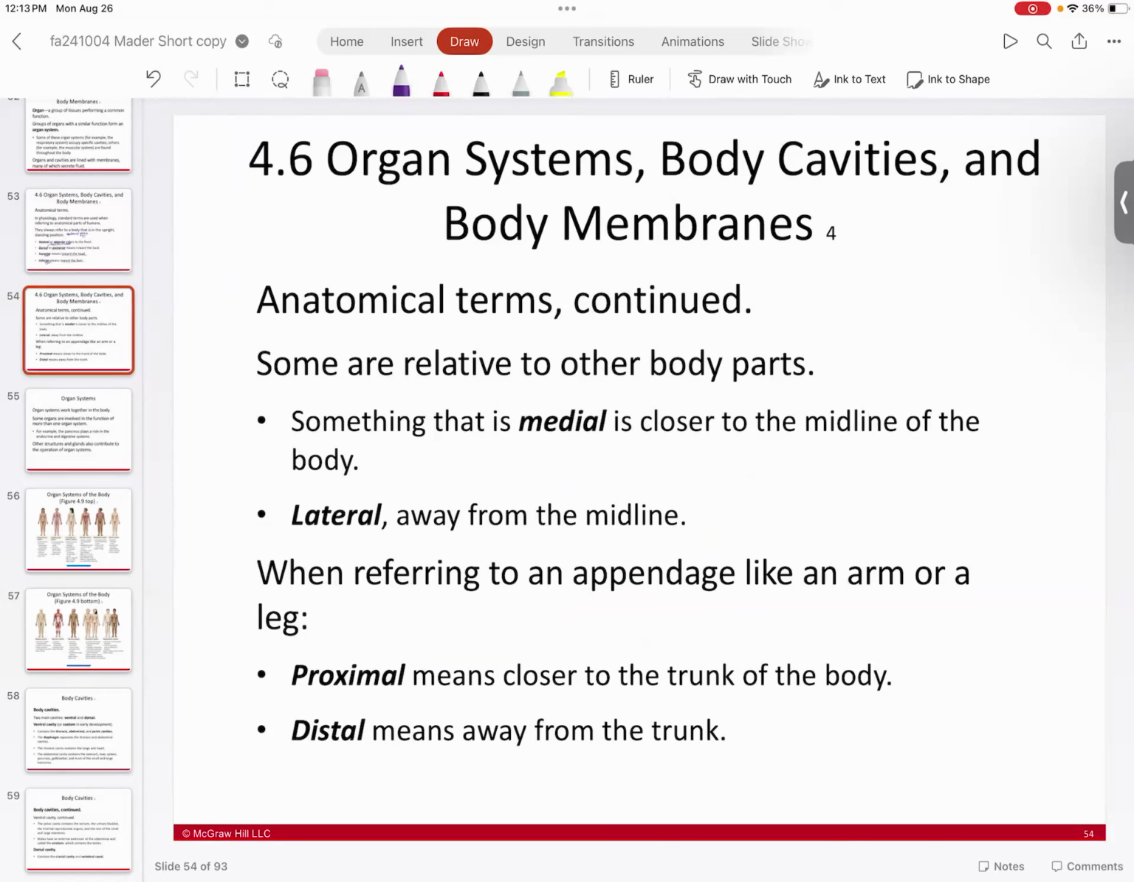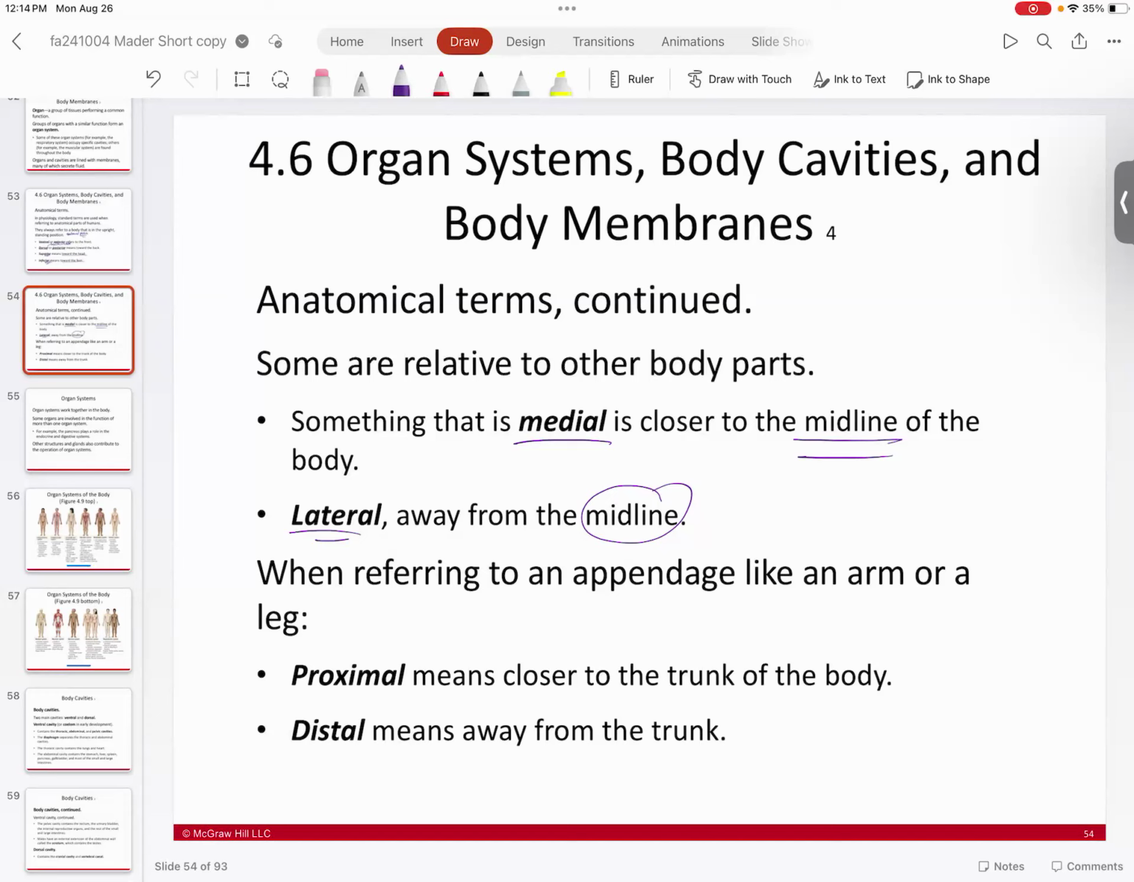There's a couple of other types of positional terms, like for instance, when you hear the term medial, it means that you're closer to the midline of the body. Lateral means that you're further away from the midline of the body. So here's a good example. In anatomical position with my thumbs pointing away from my body, I could say that my pinky is medial, my thumbs are lateral, so they're further away.